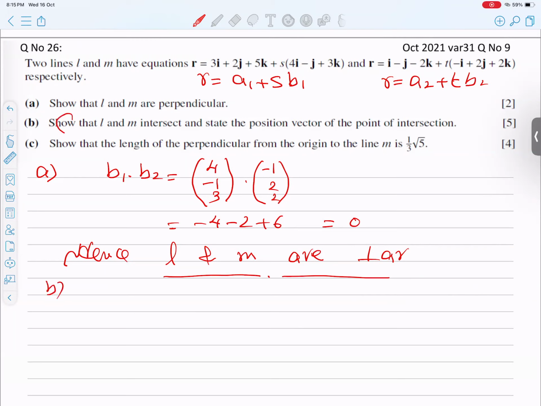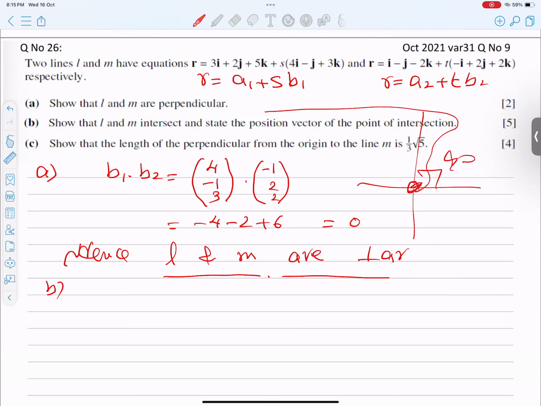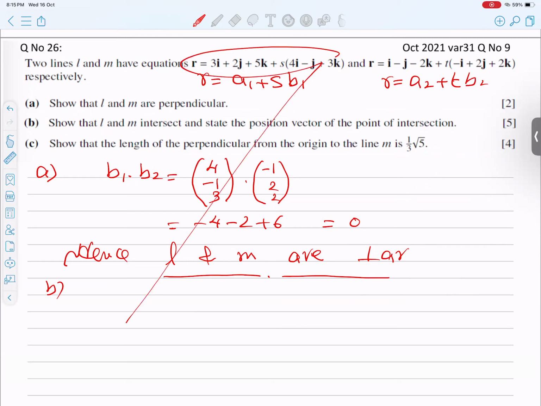So let's talk about part number 2, the B part. He said show that L and M intersect. So let's try to do it. Whenever we talk about a point of intersection, where they cut, that is called the point of intersection. So whenever we talk about the point of intersection of two lines, students, what to do? I will convert line L into its standard form.